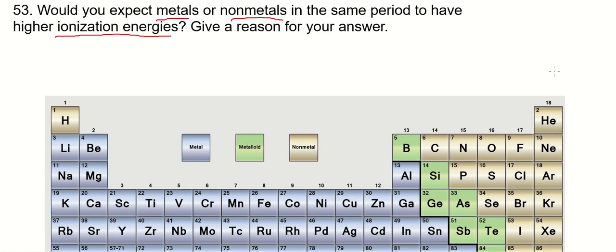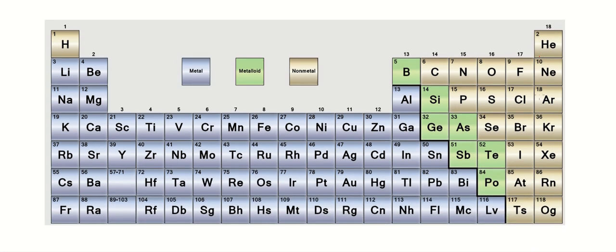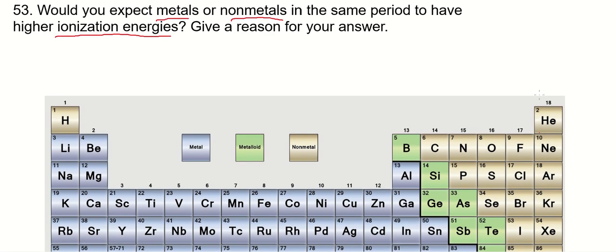So we know because the nonmetals are toward the right side of the periodic table and metals are on the left side, nonmetals are going to require generally more energy to remove those outer electrons and to ionize those atoms. So let's take a look at one of the periods here.